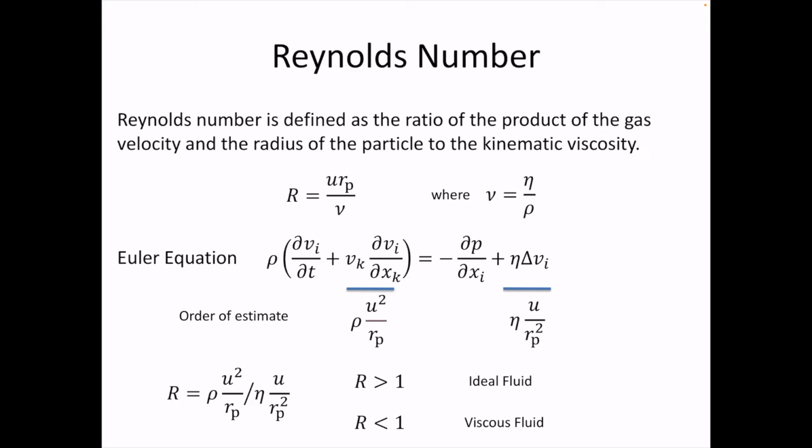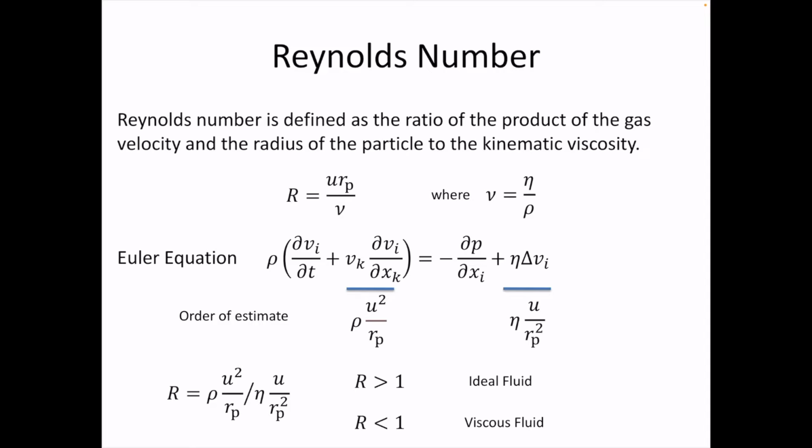Then if you take a ratio of the second term of the left-hand side and the second term of the right-hand side, it is rho u squared over R sub p over eta u over R sub p squared. This is exactly equal to the Reynolds number. If the Reynolds number is larger than 1, the viscous term becomes small compared with the second term on the left-hand side. In this case, we can treat the gas as an ideal fluid. We can ignore the effect of viscosity.